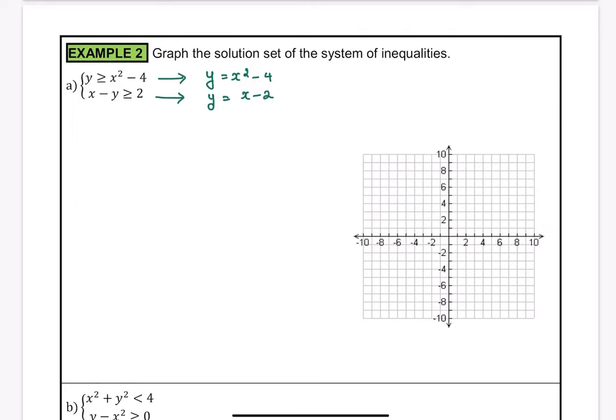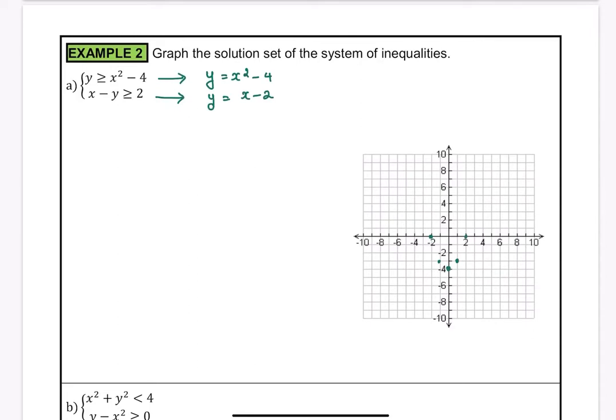So let's take a look at how things are here. The first one, if you graph it, is a parabola. That's a standard parabola shifted four units down. So it's going to look like this. It's 0 at this point, and when x is equal to 1, it's going to be negative 3. It's right over here. When x is 0, it's negative 4, so it's going to be over there.